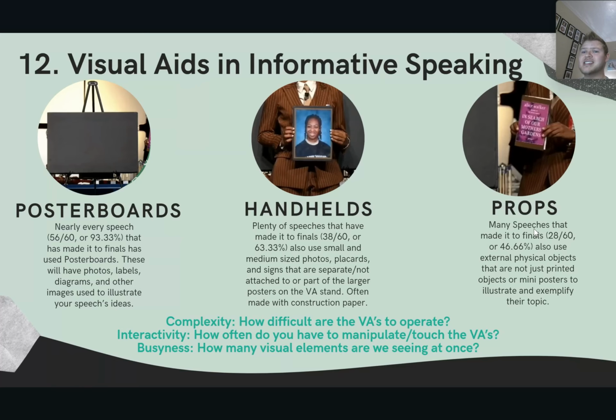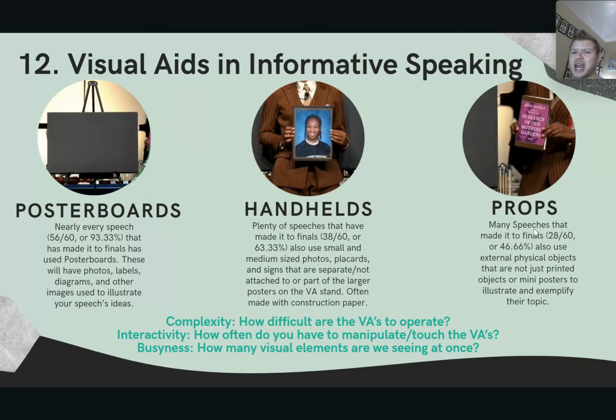The second most common type of visual aid is handhelds, which are not as common in Idaho, but are kind of sweeping the nation and especially the final stage. They're in 38 out of 60, or 63.33% of speeches that have made it to finals. And if you look at just the last 5 years, it's more like 80% of the speeches that have made it to finals. These are smaller or medium-sized posters or photos or placards or signs that are not necessarily attached or part of your posters. They don't really go on the display part of the visual aid stand. They're often also made with construction paper and things like that.